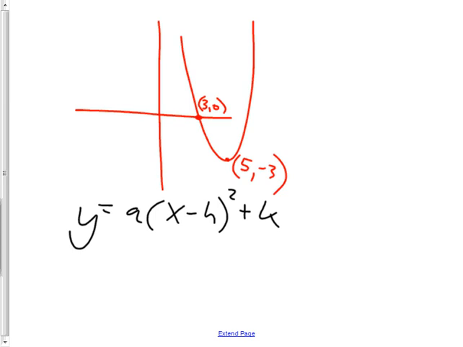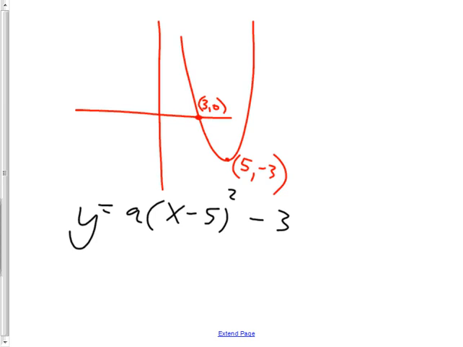This is in case you forgot it. Y equals a, parentheses x minus h squared plus k. Drop in the vertex. Easy enough. 5 and negative 3. Plus a minus 3 doesn't look very good, so I'm just going to say minus 3. And it's really close. I just need to know what little letter. Hey, got to figure out a. How do I get that? Tell me what to do.